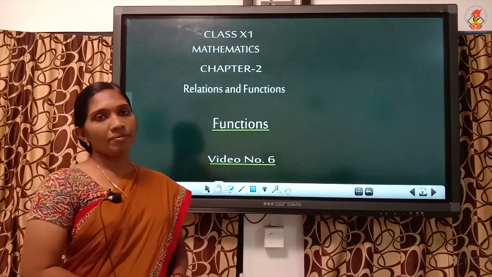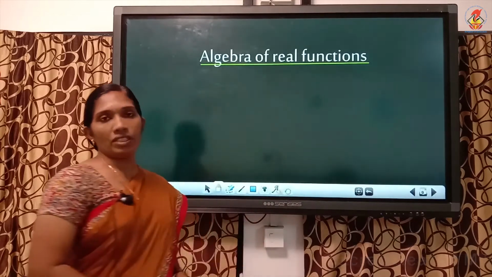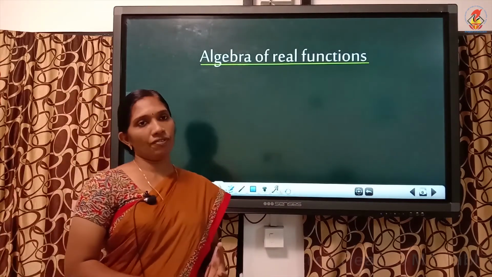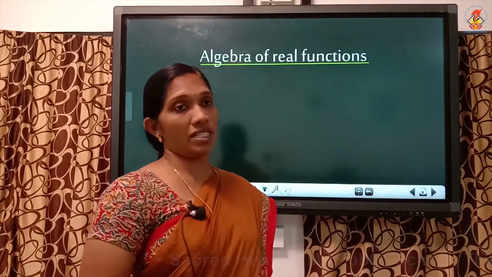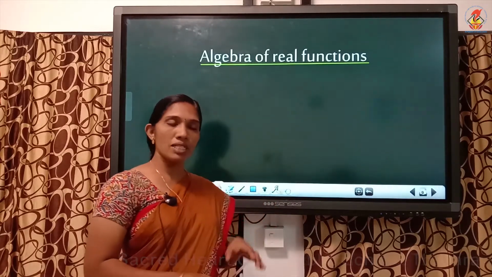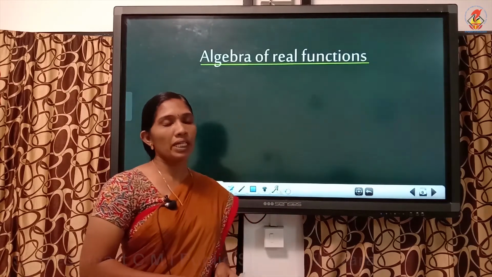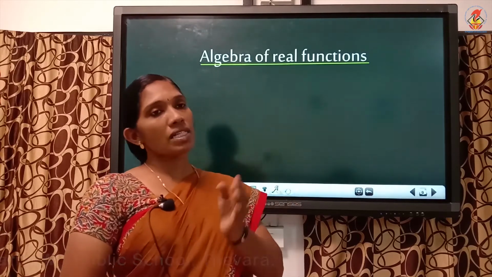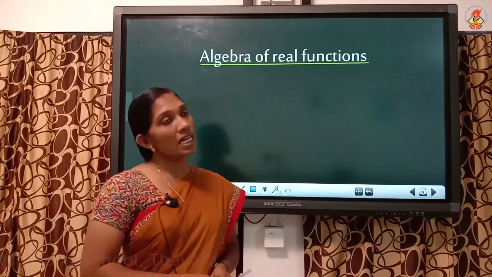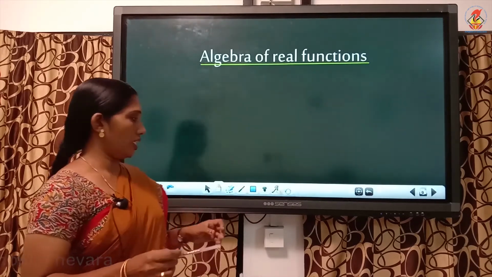Welcome back, children. Next topic is algebra of real functions. What do you mean by real functions? Real function means a function whose range is either the set of real numbers or a subset of it. Domain and range of a function both being R or a subset of R is known as a real function. Then we have to learn algebra of real functions.